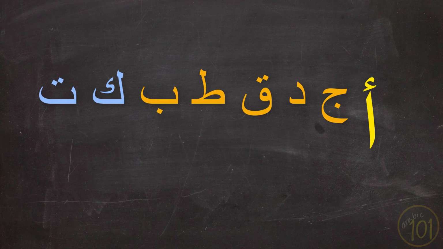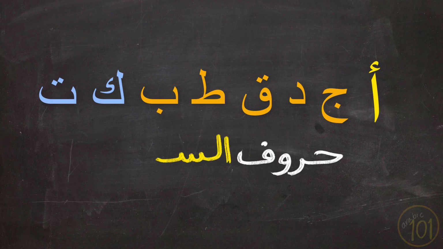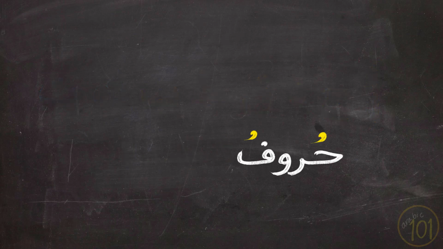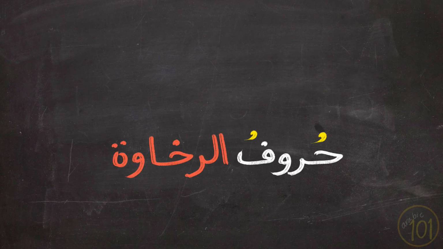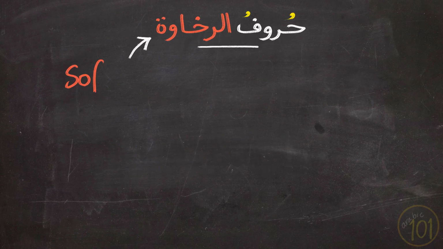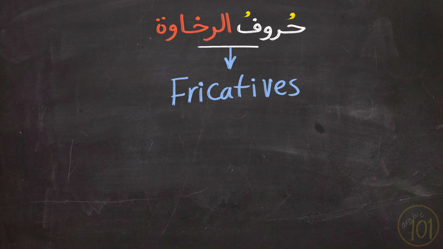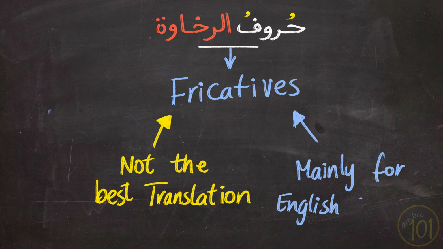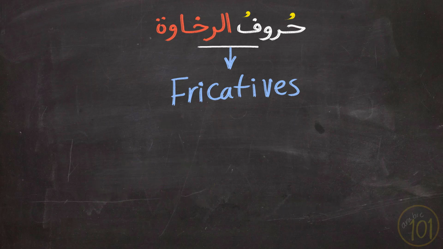So, these 8 letters are the plosive sounds or the letters of Shiddah. So what is the opposite of Shiddah? Well, the opposite is ar-rakhawah, which in Arabic means softness. And in terms of Tajweed, it means fricatives. And here I gotta say that fricatives is not really the best translation, since Arabic contains special sounds which don't perfectly fall under this name, which was mainly made for English and similar languages. But I'm still using it for easiness.